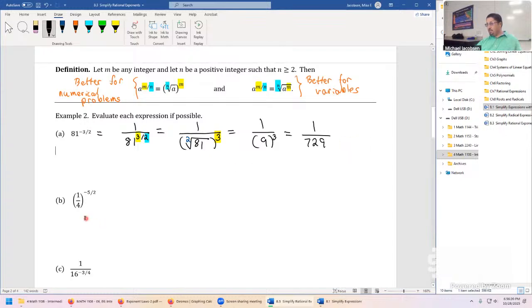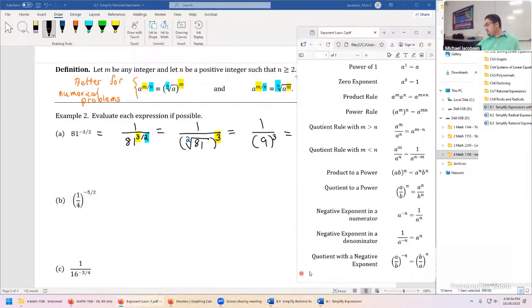Okay, let's try this out next on part B. This one looks inconvenient because if we took the same strategy, we'd be putting 1/4 into a denominator, and now it's a complex fraction. But there are other exponent laws that we can use here. Let me show you this one. Quotient, we have a quotient, 1/4 is a quotient.